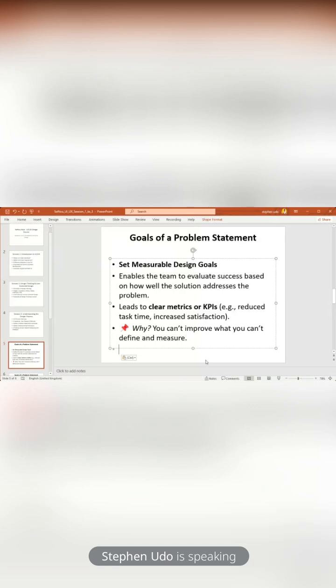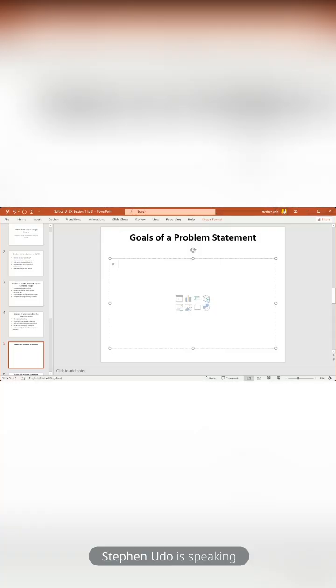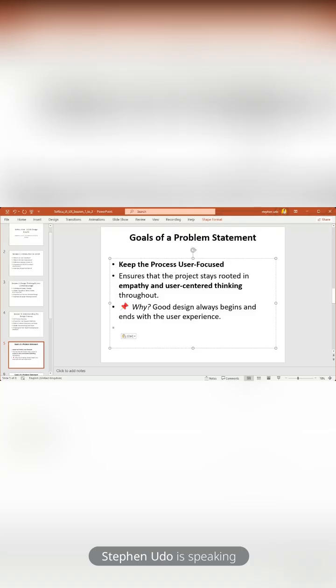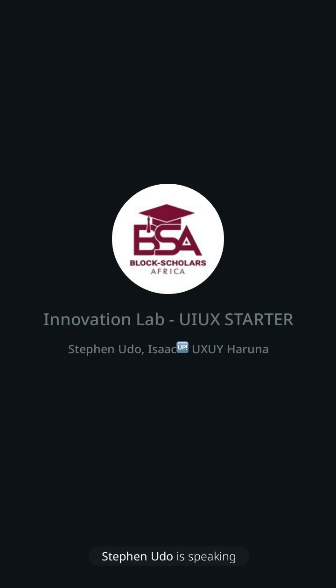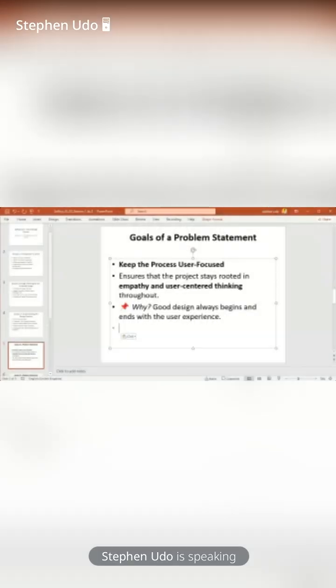So the next one is it keeps the process user focused. Sometimes designers make mistakes. In short, guys, techies, both designers and developers make the mistake of keeping the process design focused. They forget that the way you are seeing it is different. You are an expert, an intellectual already, but you are creating designs for people that are not as wise as you are. Can these people think like you? You need to bring yourself to think like them.